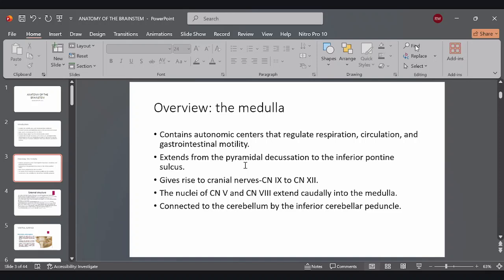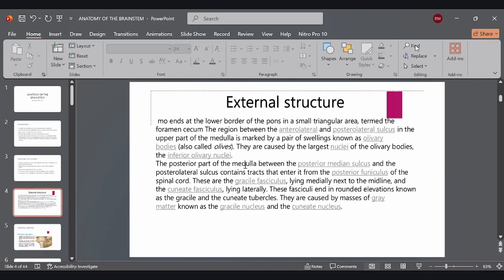Then it extends from the pyramidal decussation to the inferior pontine sulcus, and gives rise to cranial nerve number 5 to number 11. The nuclei of number 5 and number 7 extend gradually into the medulla, then extend to the cerebellum, the inferior cerebellar peduncles.